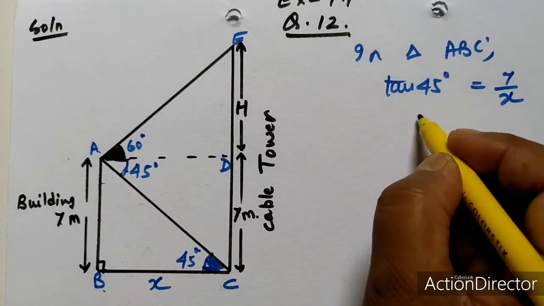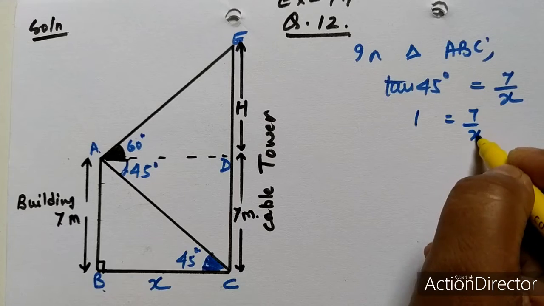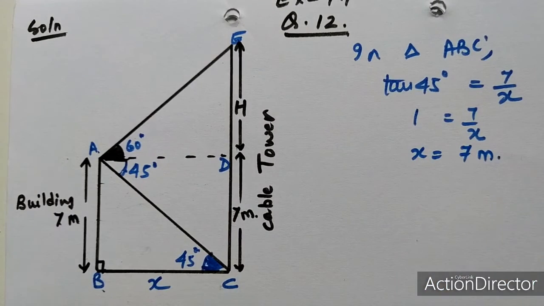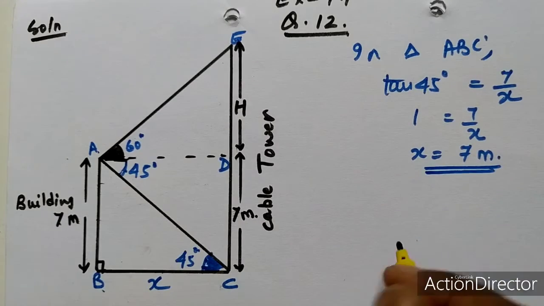And the value of tan 45 is 1. So it is 7 upon X. Hence, the value of X is 7 meter. Okay. This is equation number 1 if you want to write, otherwise leave it like that.